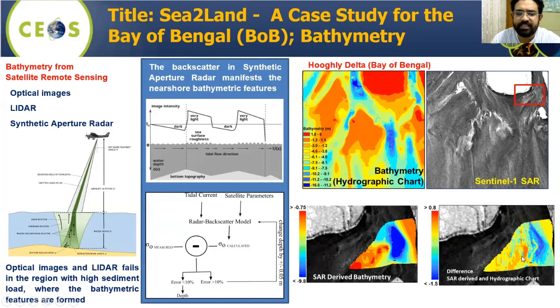So in the CEOS product, the bathymetric product shall be an updated bathymetry in a complex regime that can be used to accurately model the coastal hydrodynamics and predict the coastal inundation during cyclone activity.